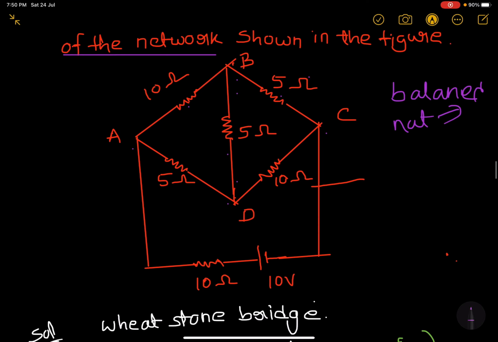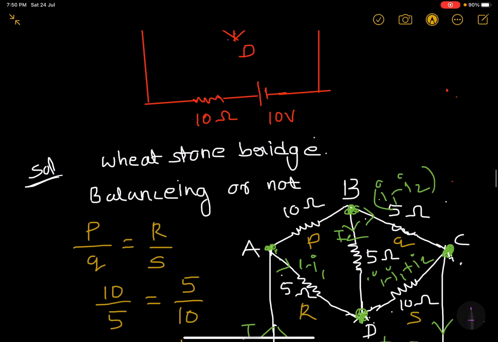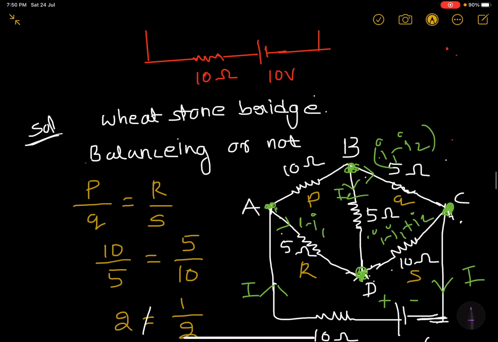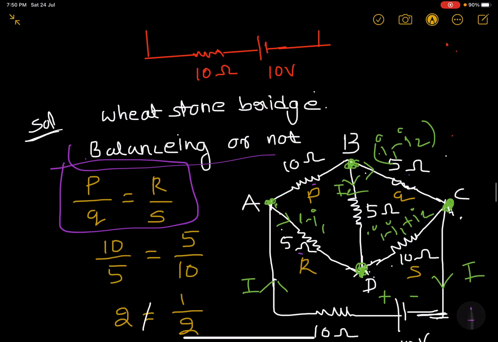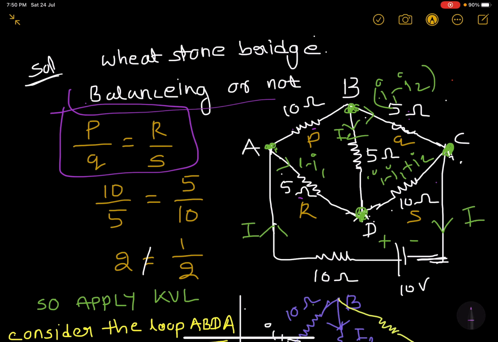Then first here we check whether the Wheatstone bridge is balanced or not. One formula is there, that is P by Q equal to R by S. I am putting P, Q, R, S. Then we see 10 by 5 and 5 by 10. 10 by 5 means 2, and 5 by 10 means 1 by 2. It is not balanced.